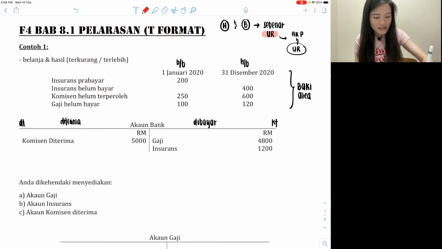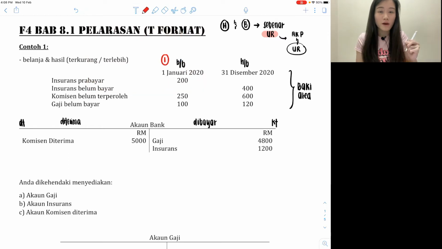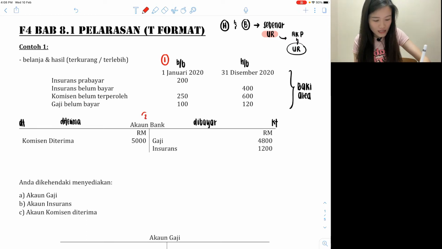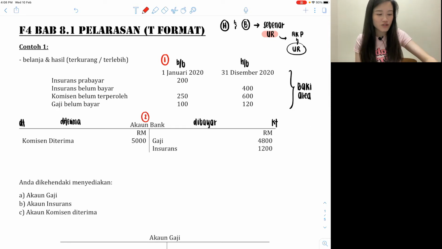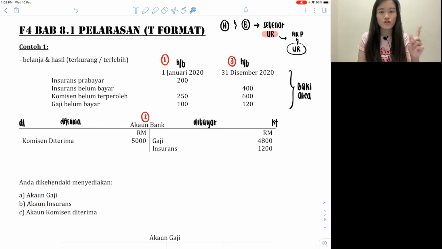Label them by this. First step is always going to be your baki BB in the ledger. Second step, account bank's amount that you see inside. You're going to do catatan bergu for them. And lastly, number 3 is your baki HB. So we'll go by this sequence to post them into our ledger, our account gaji, insurance dengan commission, so that you can find their sebenar amount.